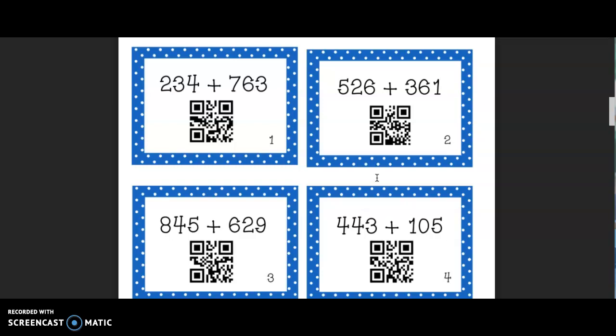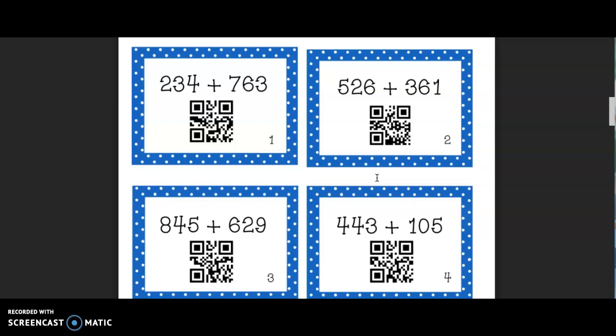For 361, I know I need 300 on the first line, so 300. On the second line, I need 60, so that would be 60. And on the last line, I need 1. Make sure you have your equals line.